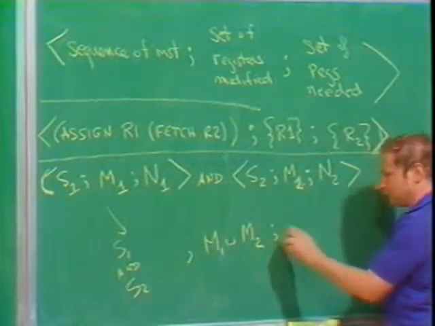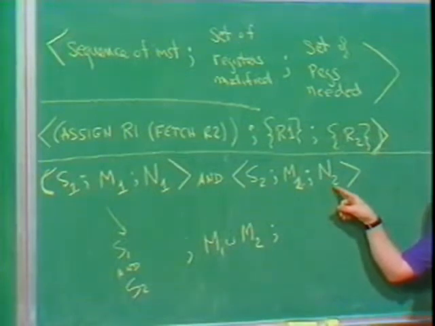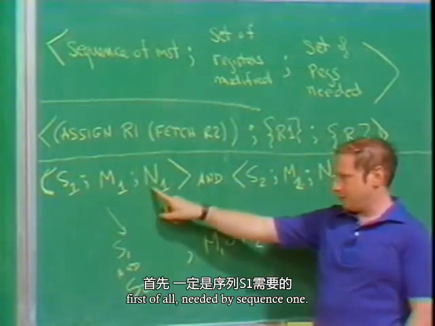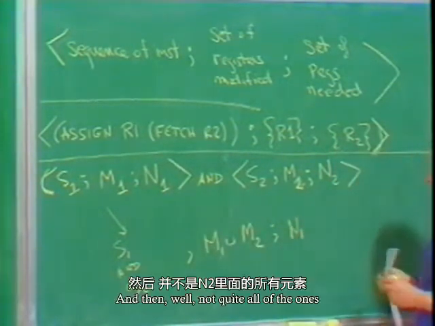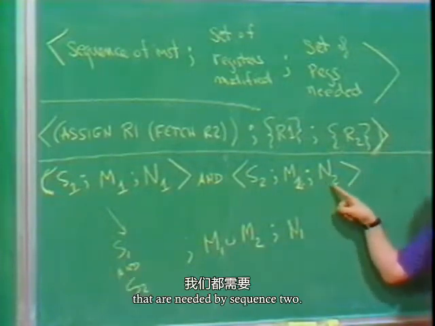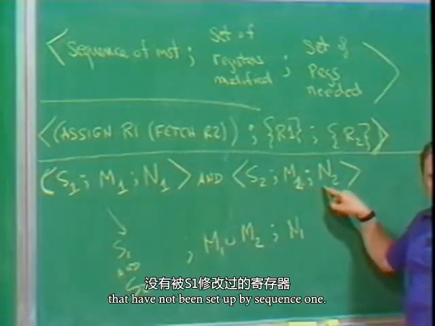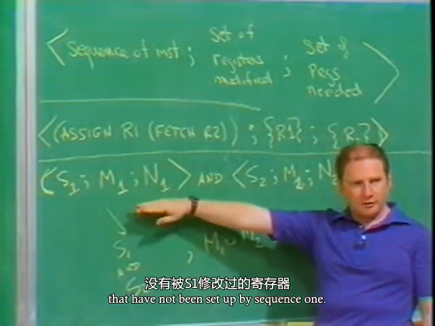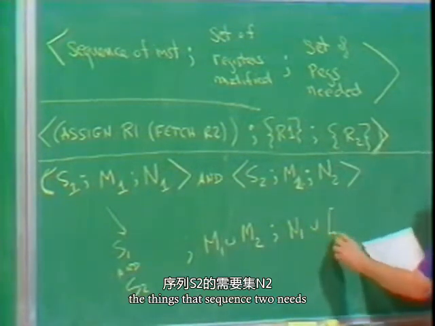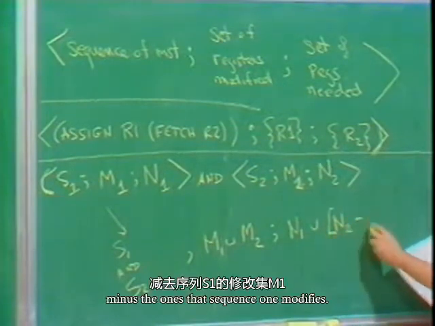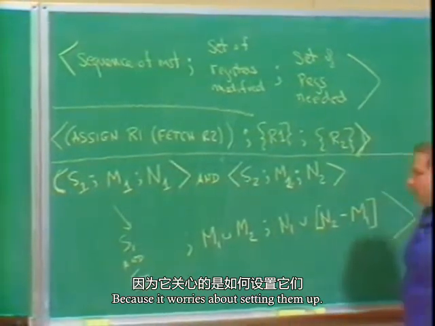And then you say, what registers is it going to need? It's going to need the things that are, first of all, needed by sequence 1. And then, not quite all of the ones needed by sequence 2. What it needs are the ones needed by sequence 2 that have not been set up by sequence 1. So it's the union of the things that sequence 1 needs with the things that sequence 2 needs minus the ones that sequence 1 modifies, because sequence 1 worries about setting them up.